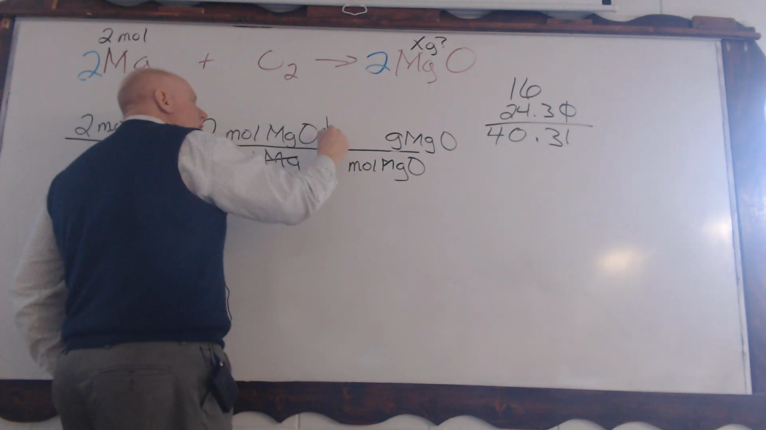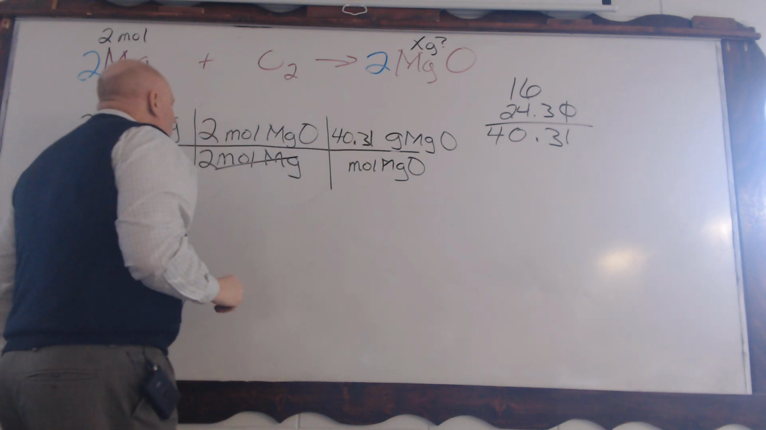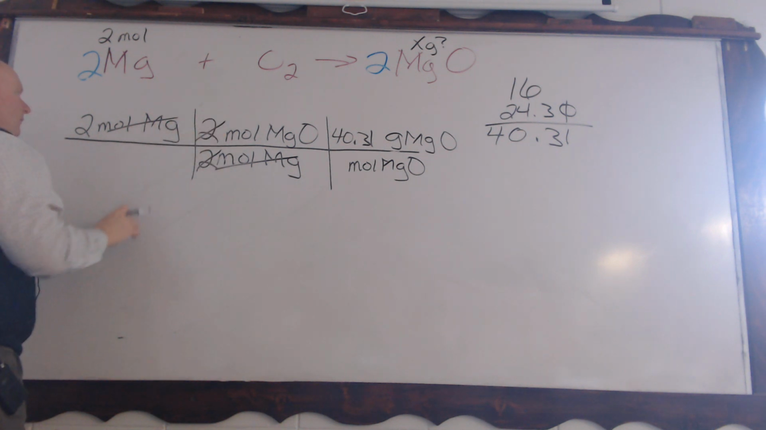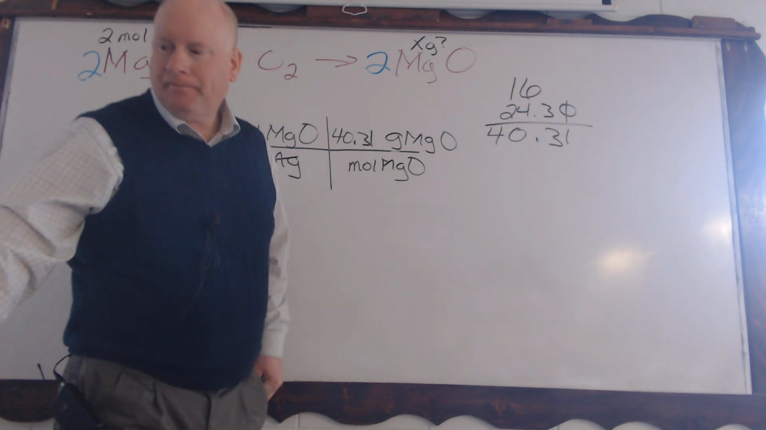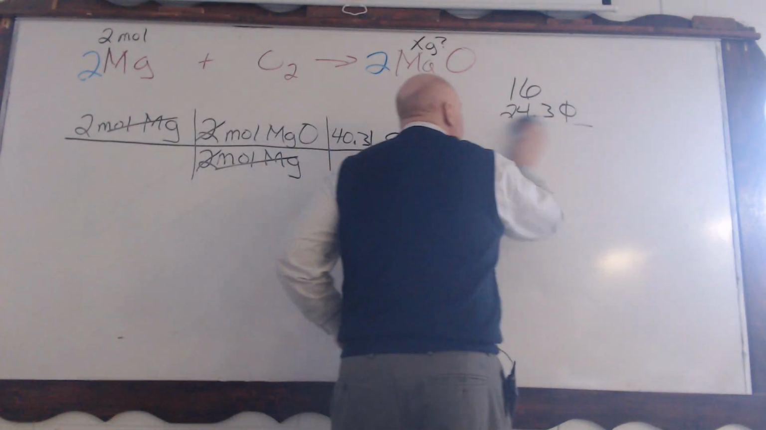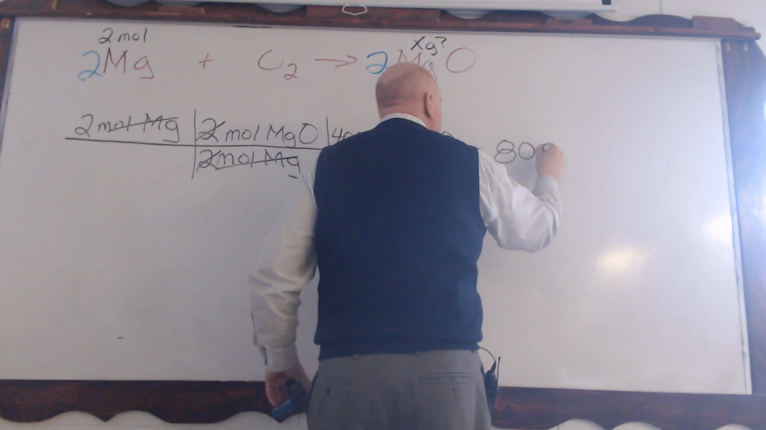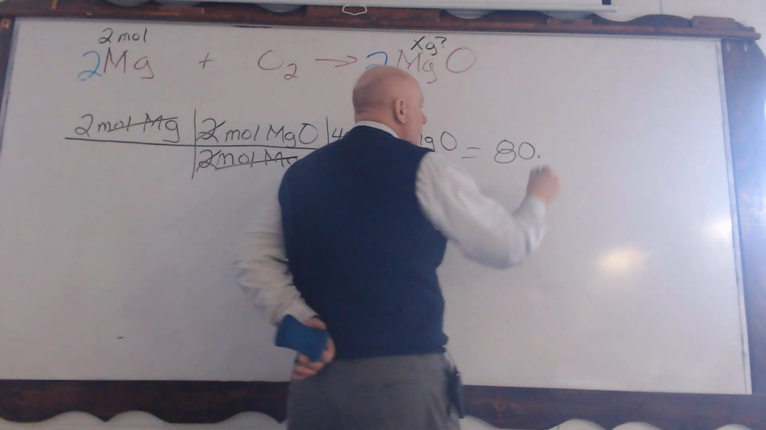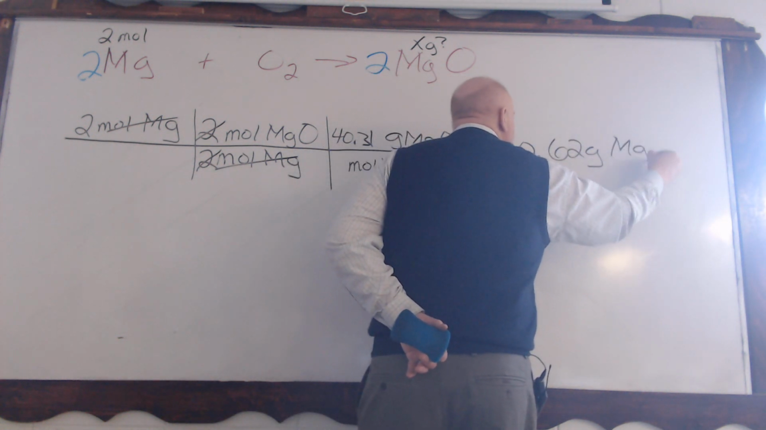Okay, so then that number goes here. So these two have canceled each other out as well. So 2 times 40.31 gives you 80.26. Okay, 62 grams of magnesium oxide.